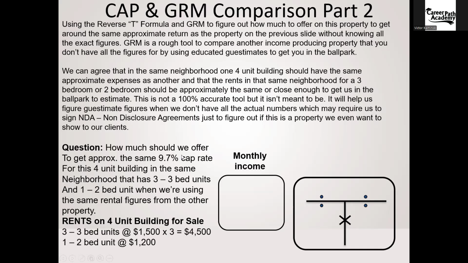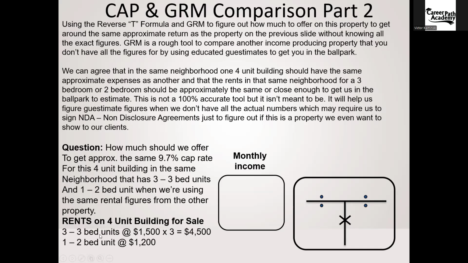So on that other property, we've seen what gets you a 9.7% cap rate. We calculated the GRM for that property, and so for this 4-unit building now that comes up for sale in this neighborhood that has 3 3-bedroom units and 1 2-bedroom unit, so it's still a 4-unit building, so we can compare it to the other one, even though that previous building had 2 3-bedrooms and 2 2-bedrooms. This one has 3 3-bedrooms and 1 2-bedroom.